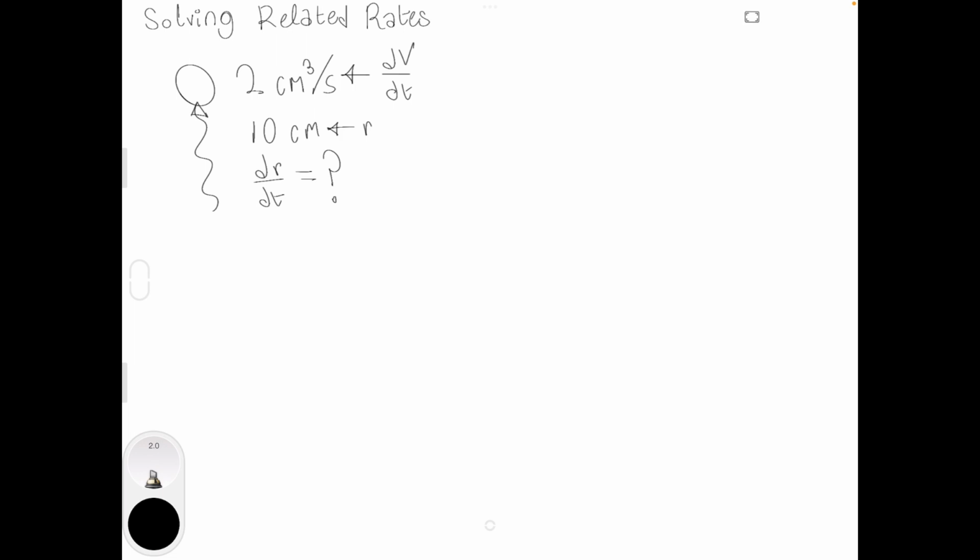Now we need to find an equation. We're looking at the change of the radius, and we have the volume, so we can just use the volume equation for a sphere. Volume of a sphere is 4/3 pi r cubed. And we have these values.